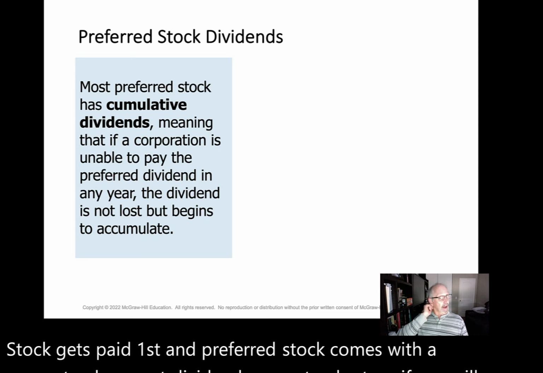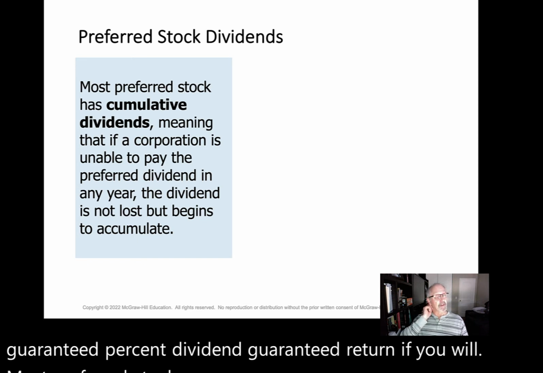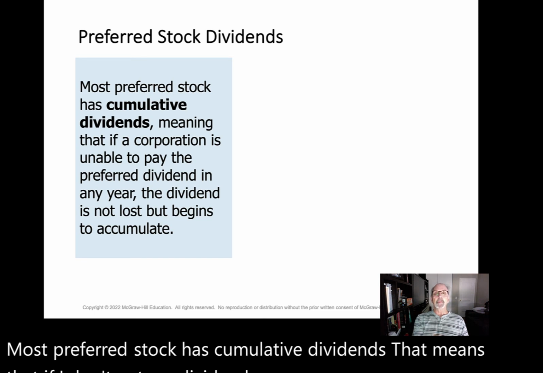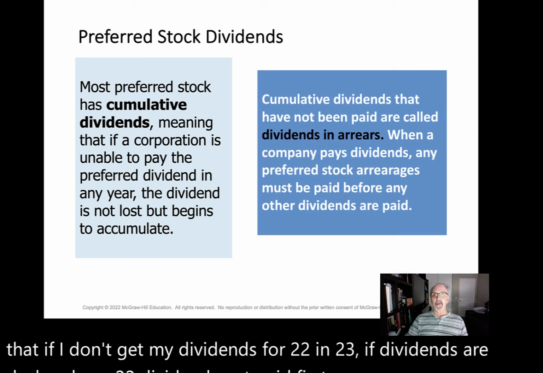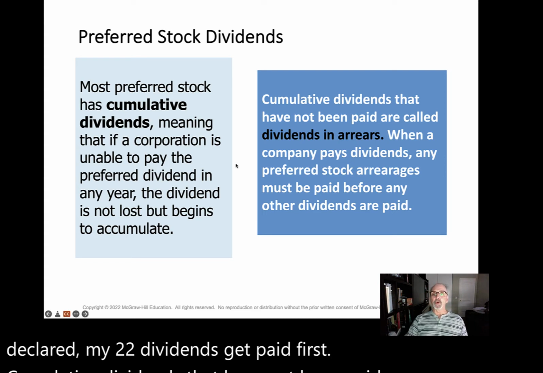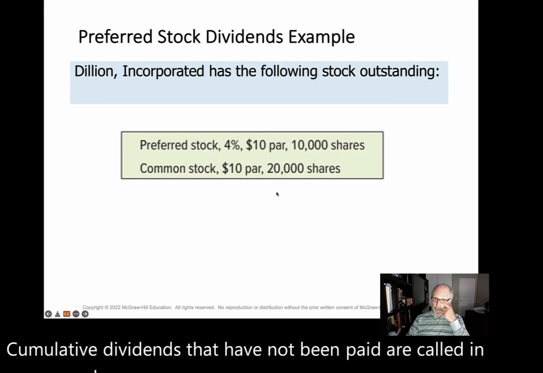Most preferred stock has cumulative dividends. That means that if I don't get my dividends for '22, in '23, if dividends are declared, my '22 dividends get paid first. Cumulative dividends that have not been paid are called in arrears, and that's what I was just describing to you.